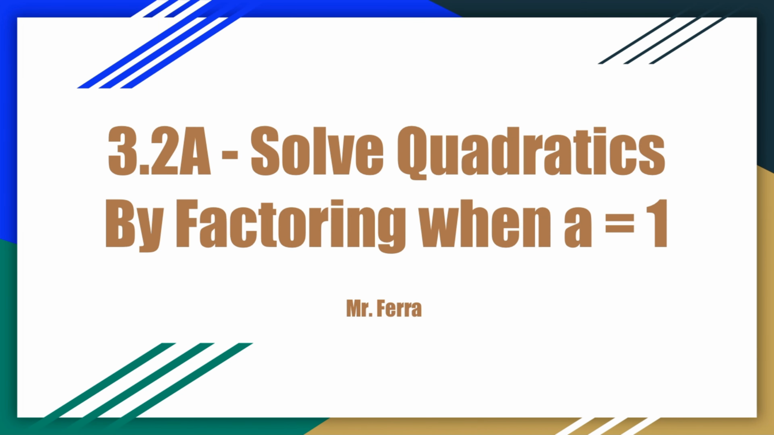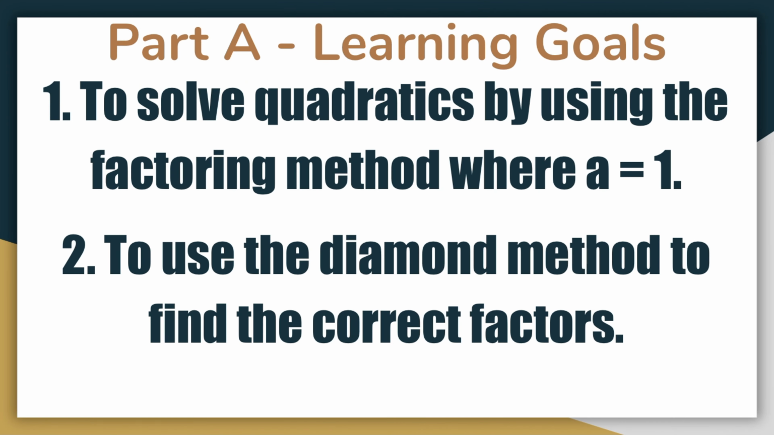This is going to be a two-part lesson. There's going to be 3.2a and a 3.2b because we're splitting up some concepts. So this one's going to be about solving quadratics by factoring when a is equal to 1. And you have two objectives: to solve quadratics by using the factoring method where a is equal to 1, and to use the diamond method to find the correct factors. Okay, so this is going to be focusing a lot on greatest common factor and a is equal to 1. And then part B will be on where a does not equal 1.